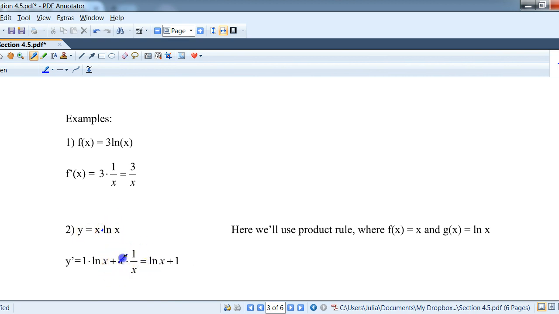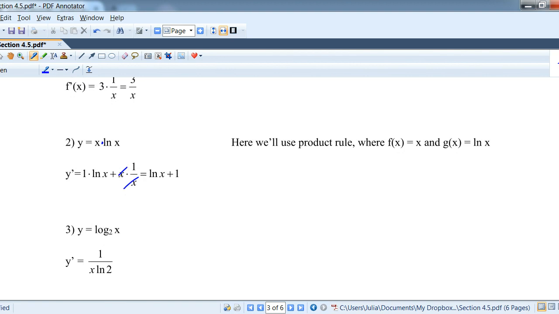And what can we do? We can cancel the x's here. 1 times ln of x is just ln of x, and that would be plus 1 that's left over. So sometimes we can use product or quotient rule just the same way.